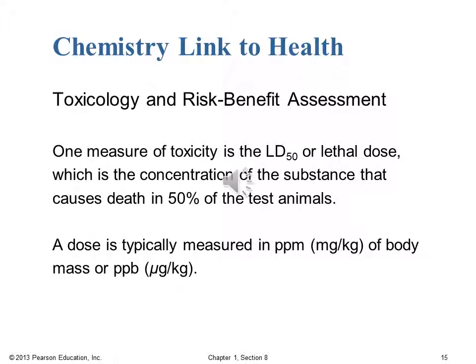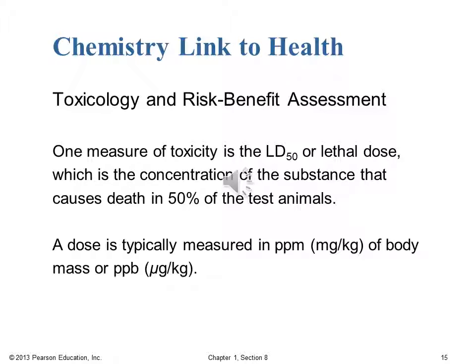One place, in addition to those EPA reports that talk often about environmental concentrations, where you might see those values of ppm or ppb is in the toxicology reports. A measure of toxicity is the lethal dose 50, or the concentration of the substance that causes death in 50% of the test animals. So in those cases, the dose is typically measured either in parts per million, which would be milligrams of the toxic substance per kilogram of body mass, or parts per billion, micrograms of the substance per kilogram of body mass.